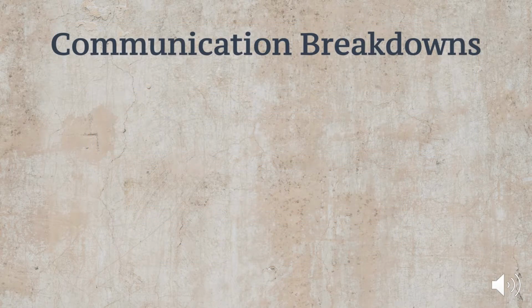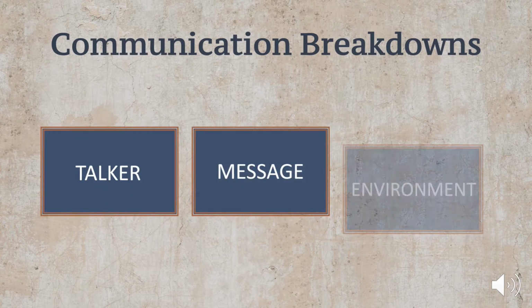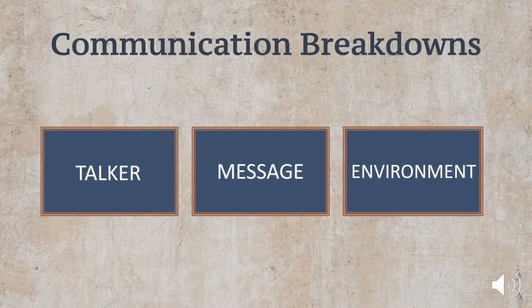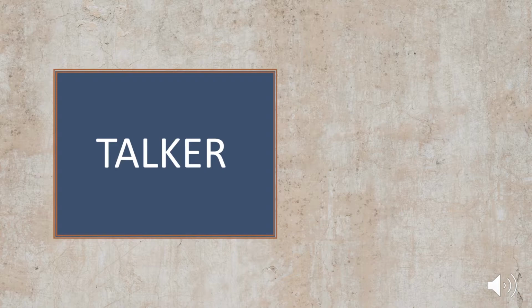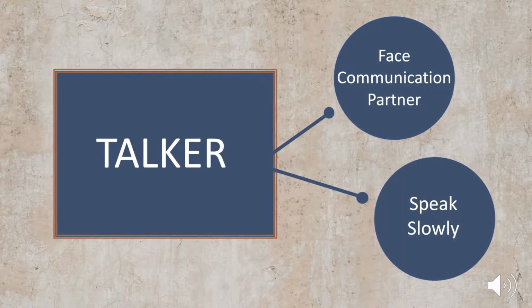Today, we will discuss how breakdowns occur between talkers, within the message, and because of the environment. There are easy ways to repair these breakdowns. Let's look at each one in depth. First, we'll talk about breakdowns that can occur between talkers. These breakdowns can be caused by things like eye contact and rate of speech.